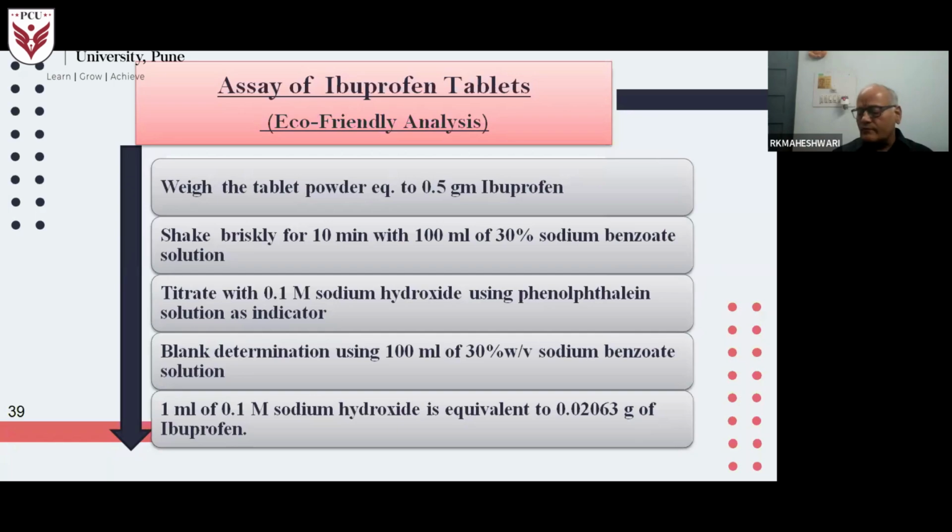And then you apply the same factor of IPBP to find out the drug content of your ibuprofen tablet. This is the procedure. Now the difference between these two methods. Let me take some data on this one.